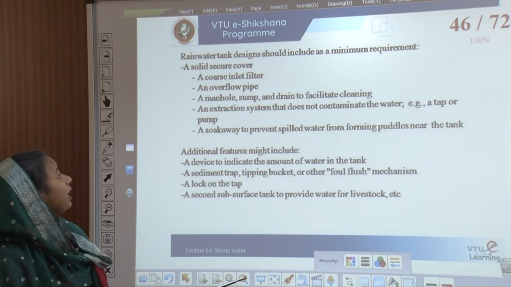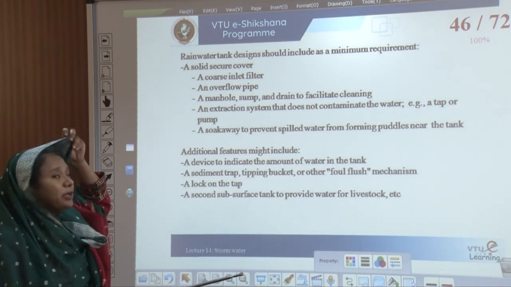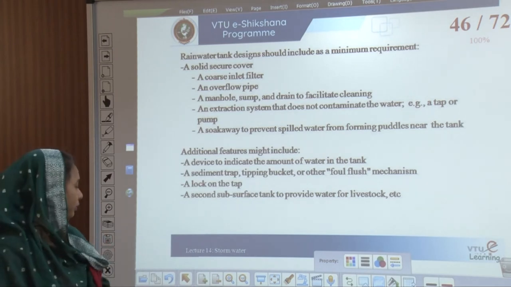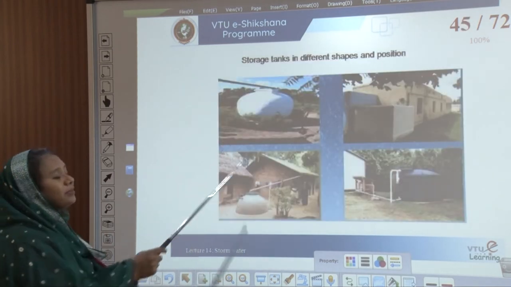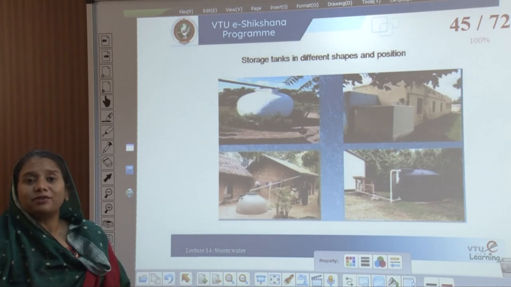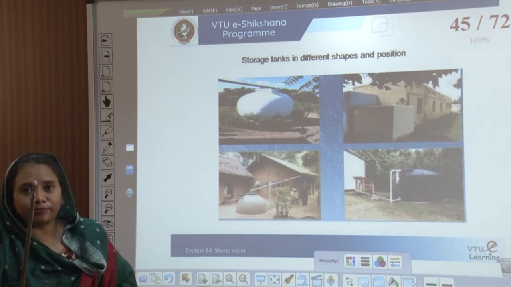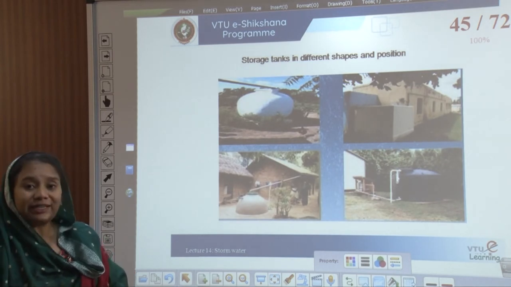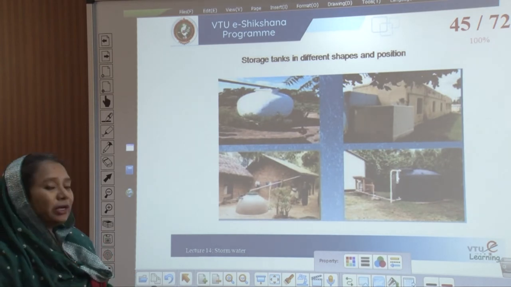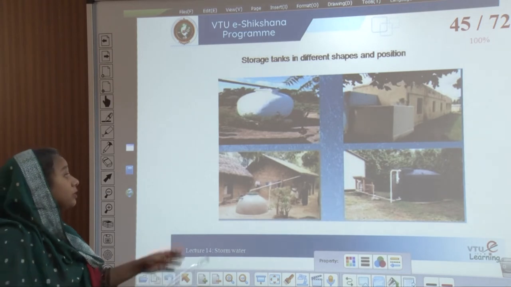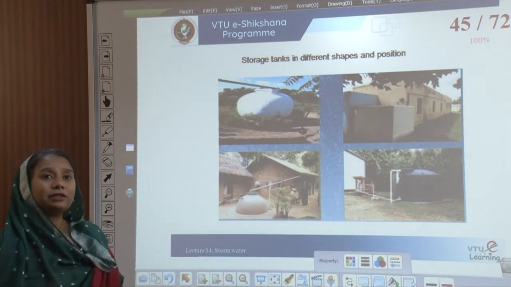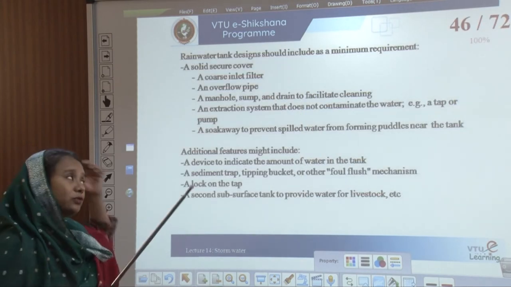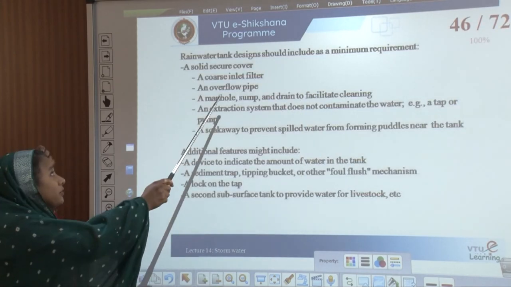A rainwater tank design includes minimum requirements. One is you should have a solid secure cover. Without a cover it is of no use to us, because all the water gets added on to the other particles which exist in the atmosphere, and even though this is treated water, it might get polluted. So you have to be very careful about usage of this water. So you have to first have a cover.